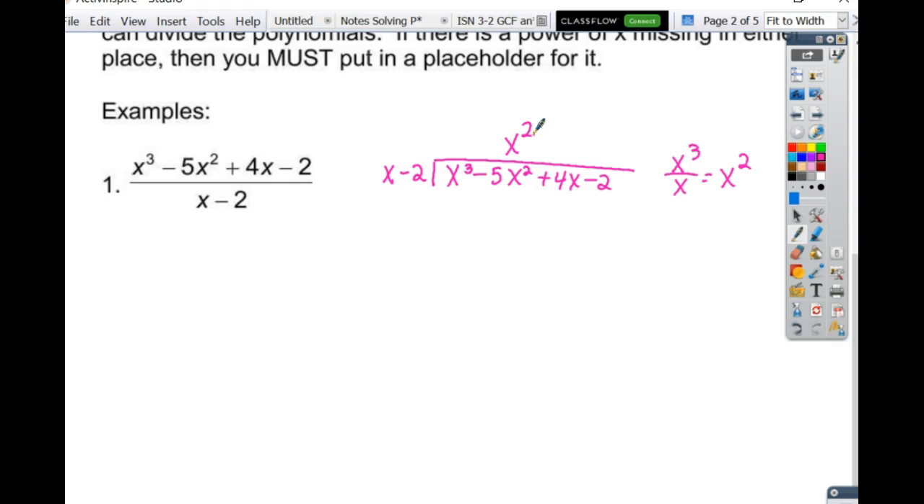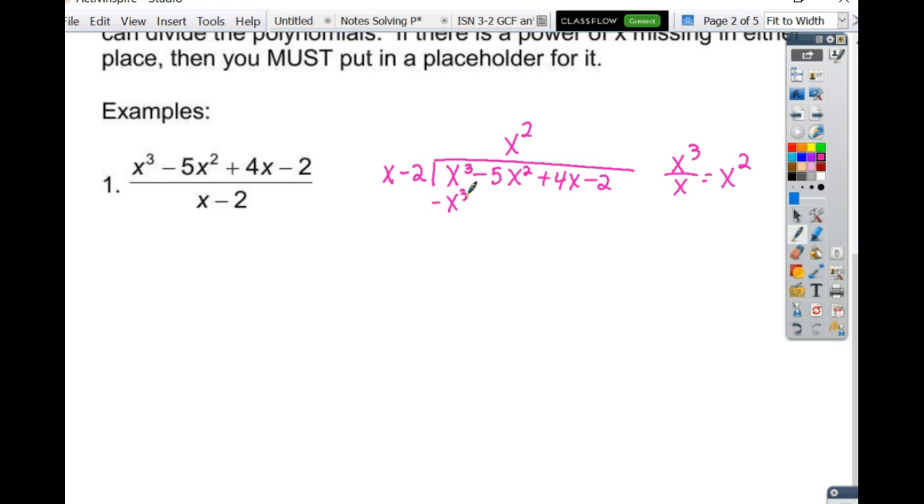Now, what we did when we were multiplying is we took this number times this number and put it down here, and then we changed the sign. So I'm going to do that again. I'm going to take x squared times x, which is x to the third. But I have to change the sign because I'm going to subtract. So it's minus x to the third.